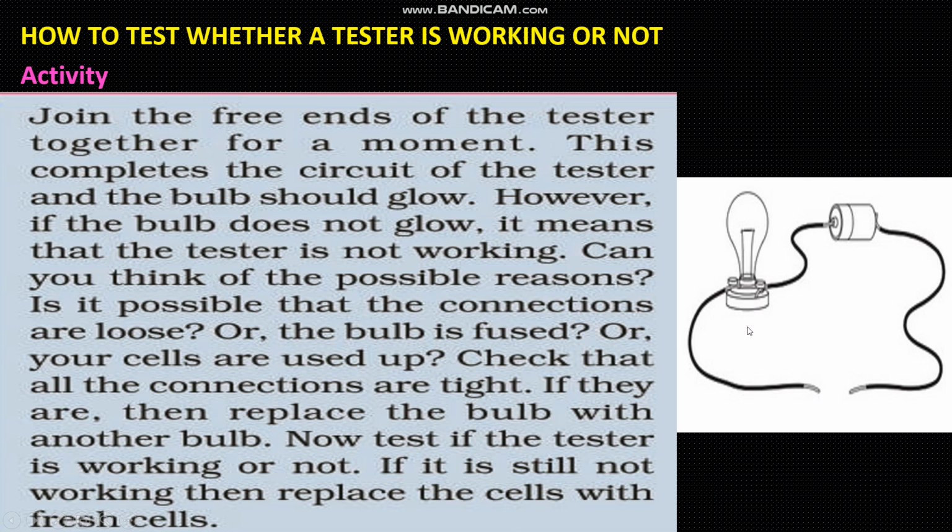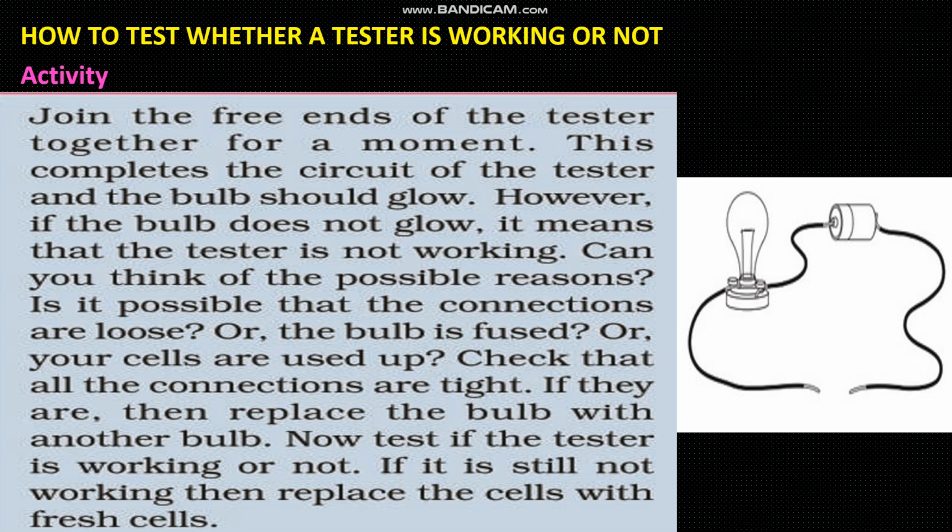Suppose the bulb does not glow. What does it mean? What is the reason for that? There may be three reasons. One may be the connections are loose. Other one, the bulb is fused. And one more reason may be the cells are used up.